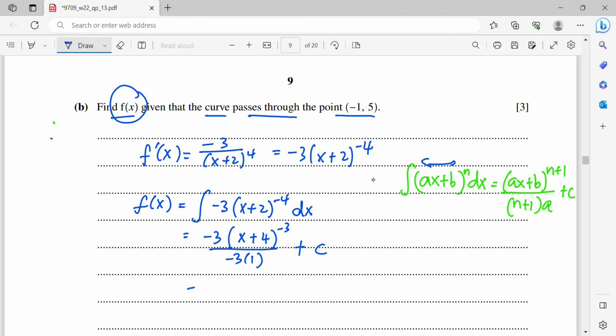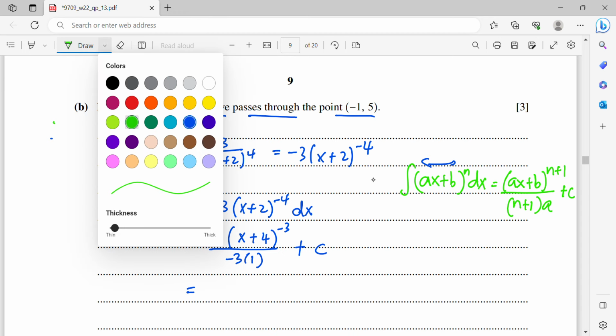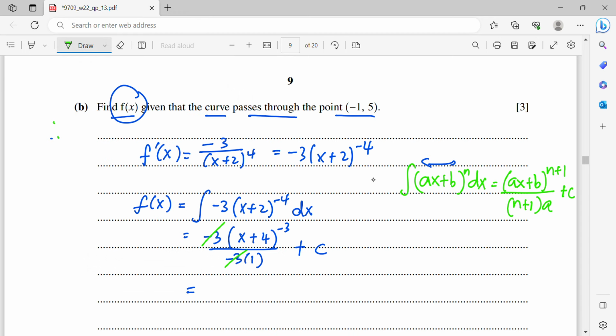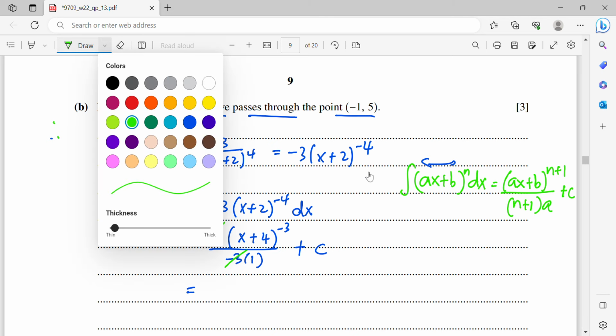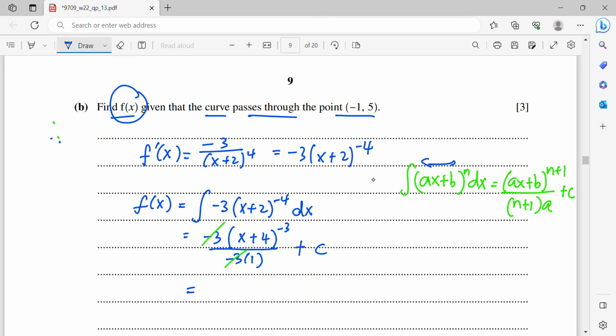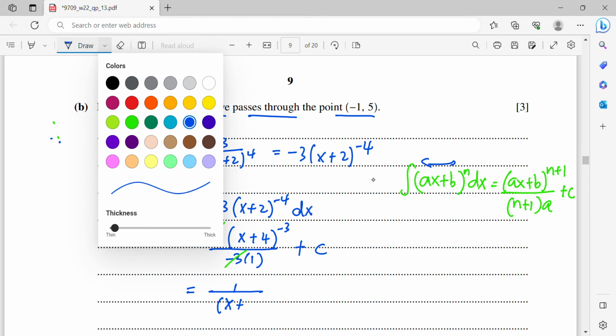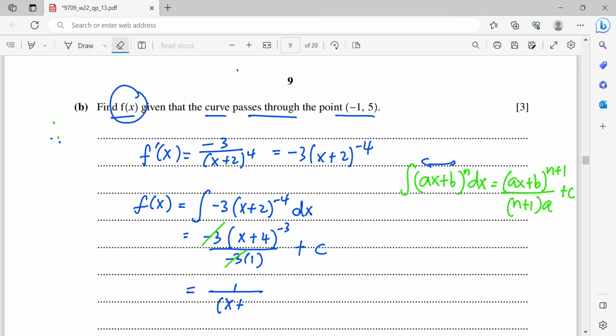Okay, so now simplify. From here, minus 3 can be cancelled off. And then the negative degree can be moved down. So when I move it down, I will get 1 over (x plus, oh sorry, this is plus 2, not plus 4. Okay, here is plus 2, mistake. Here is plus 2, so it's going to be (x plus 2) cubed, then plus c.